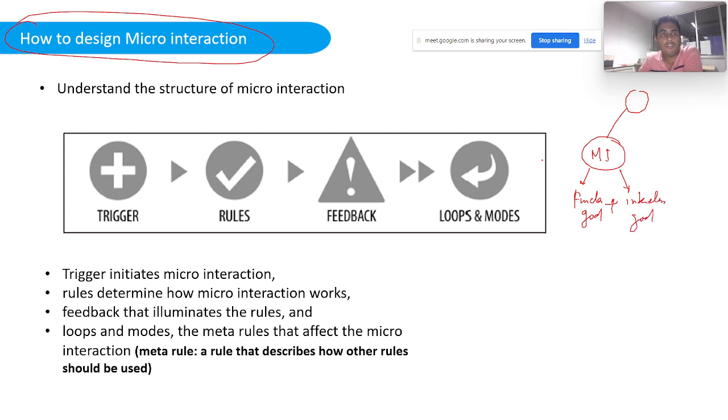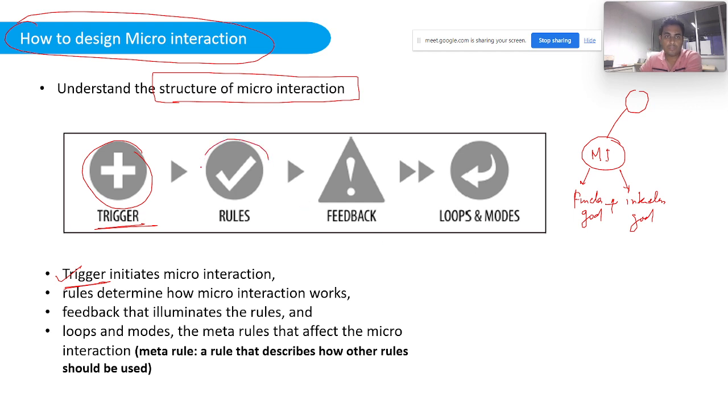Okay, now there is a structure of how you perform micro interactions. The structure of micro interaction includes a trigger. A trigger is something which initiates a micro interaction. For example, for a particular device, when you press a button, that machine will start. That's a trigger.